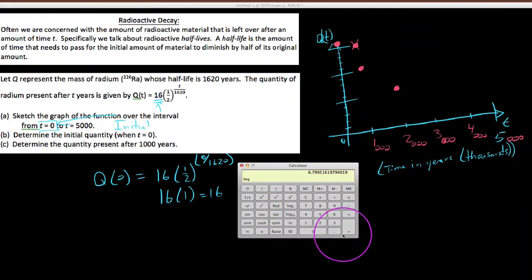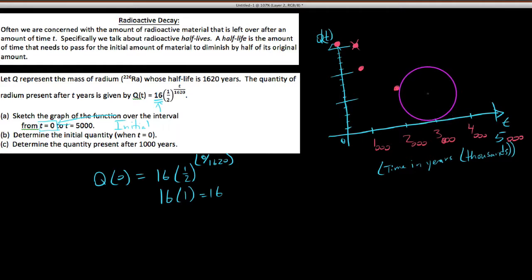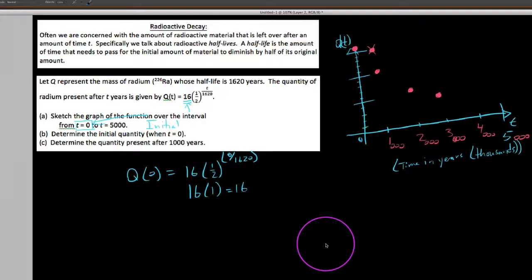Okay, so how about 3,000? So 0.5 to the power of, in parentheses, 3,000 divided by 1620, equals, times 16. So we get about 4.43 grams left. That'd be about right here, 4.43 grams. So you see it's kind of leveling out here. We've got a couple more to go.